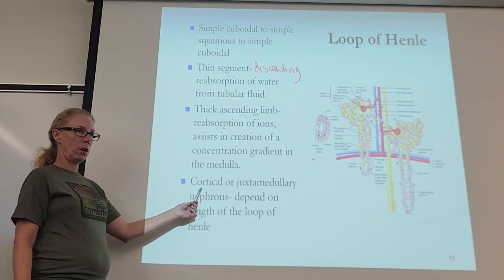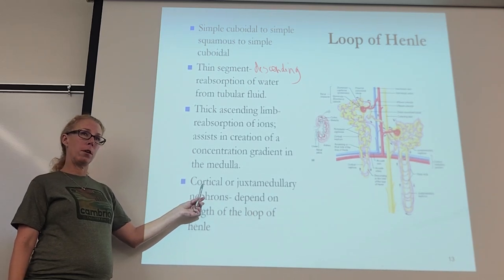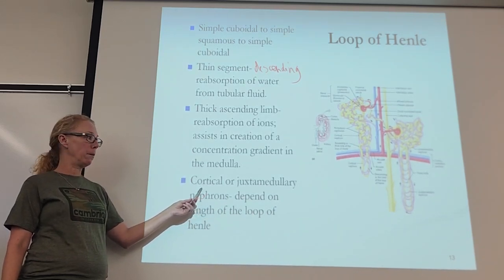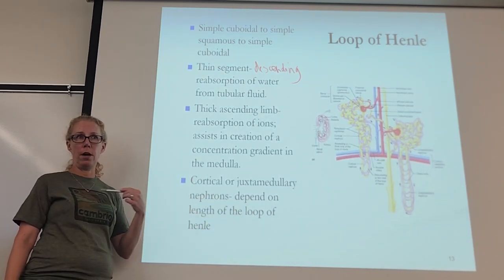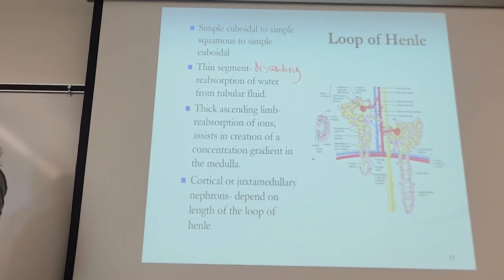85% of our nephrons are cortical. So a majority of our nephrons are cortical. Okay, so the remaining 15% is juxtamedullary. But that changes based on what species you are.